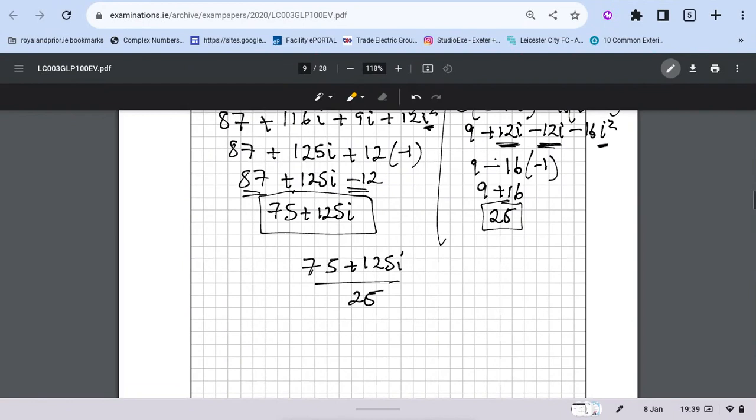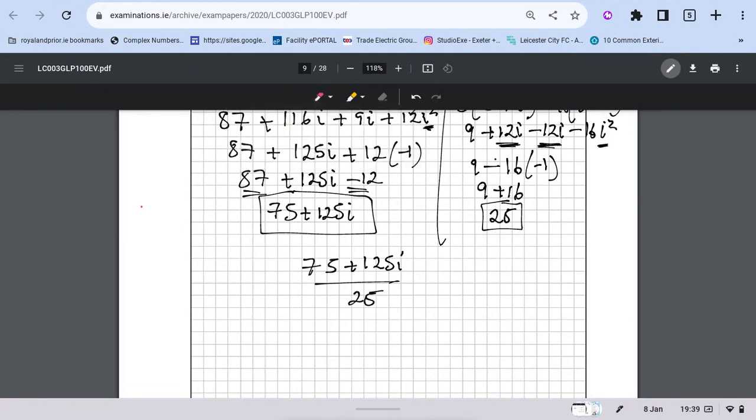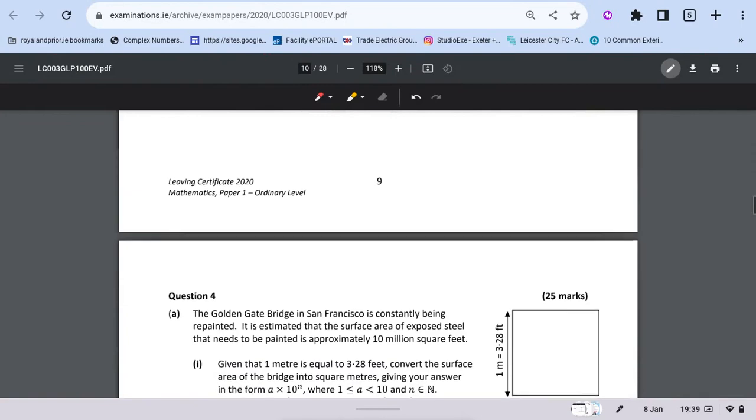And now I'm just going to put those two answers together and divide it in. So 25 goes into each of them. Again, this is the cherry on top of your cake. So 25 into 75 goes 3 times. And 25 into 125 goes 5 times. So your answer there is 3 plus 5i. So the key thing is divide it into each of them. And that's that.